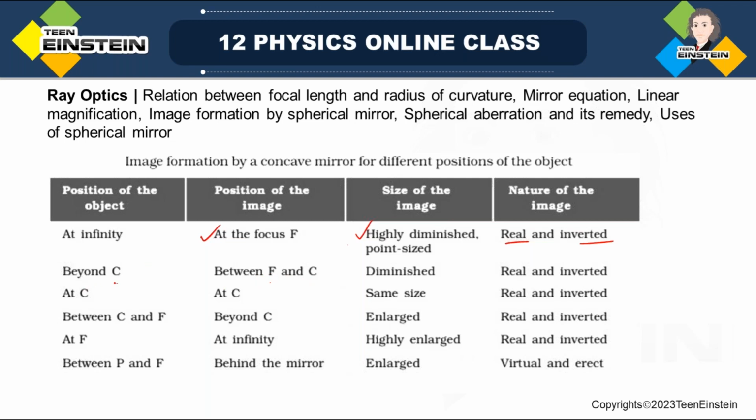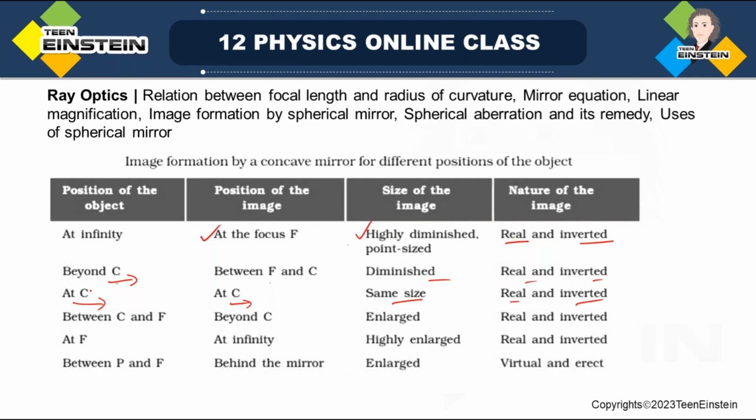I'm sorry, this is beyond C. Okay, so I'm showing you this case. The image will be formed at C itself, same size but real and inverted image. But if it would have been placed beyond C, then the image will form between F and C, and it will be diminished, real and inverted image.